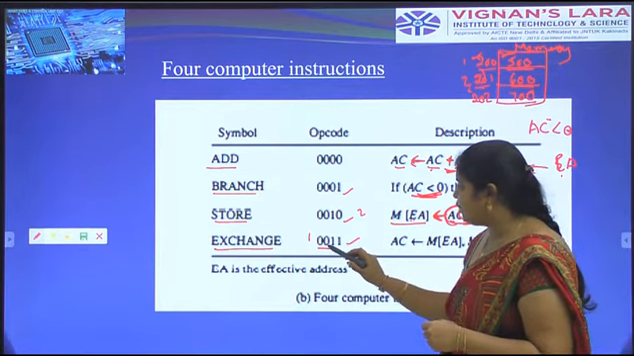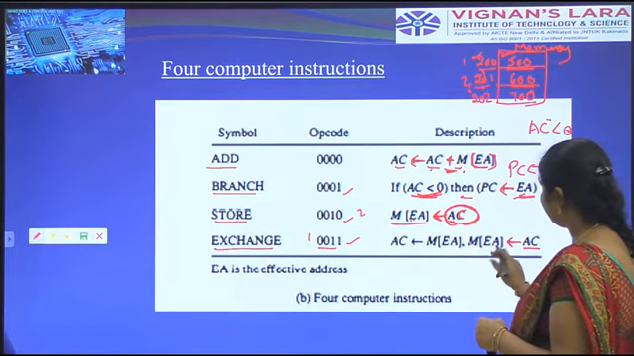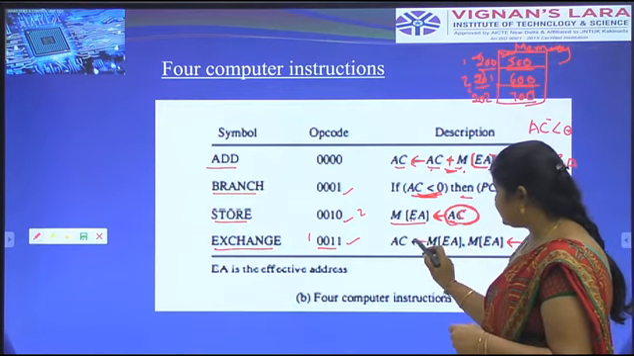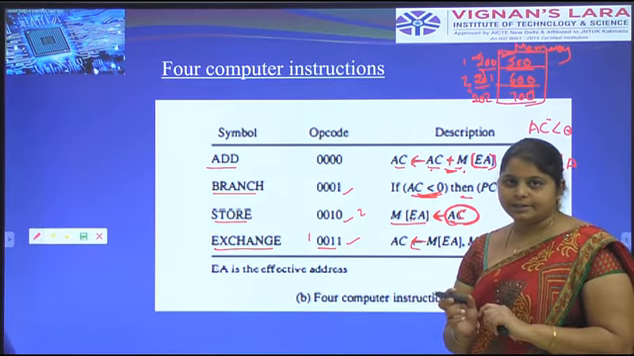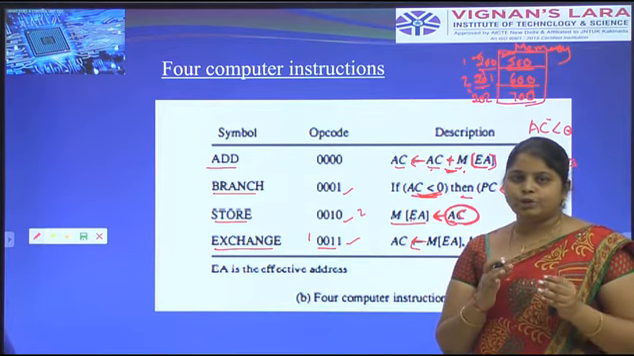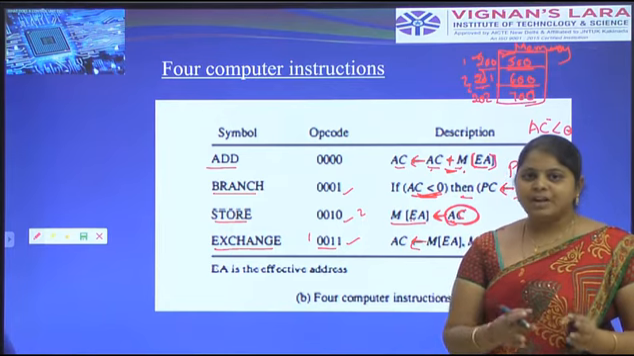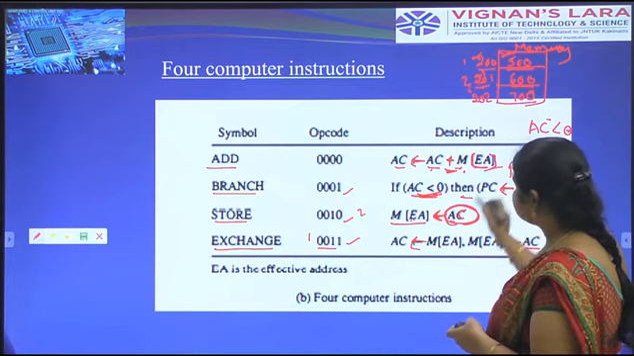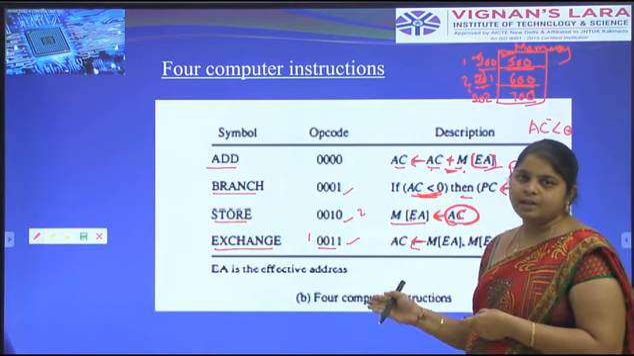Here exchange means we take 3. Here the accumulator information is transferred to the memory of the effective address, or the memory of the effective address is transferred to the accumulator. We exchange the data from one register to another register. Transferring the data from memory to accumulator or accumulator to memory is known as the exchange instruction. The exchange of information from one register to another is known as the exchange operation. Here EA means effective address. These are the 4 computer instructions, mainly used in computer hardware.